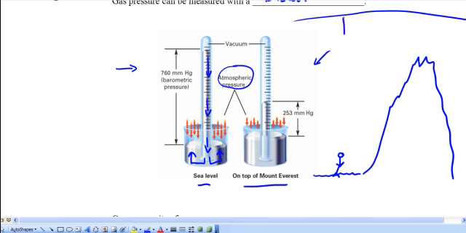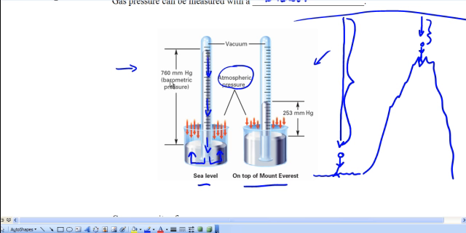You have the entire weight of the atmosphere above you pressing down on you. When you are on top of Mount Everest, here you are, you only have part of the atmosphere pressing down on you. So you have a much larger amount of air pressing down at sea level than you do when you're on top of Mount Everest. And that's reflective of these mercury levels in the tube. What happens is when you're at sea level, you're going to have a much higher pressure.